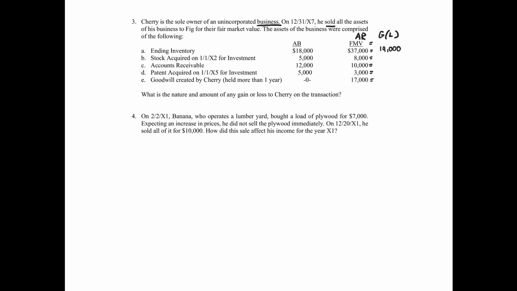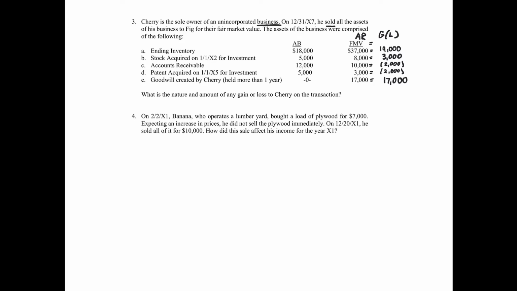Okay. B, stock acquired on 11/X2 for investment. 8,000 amount realized minus 5,000 adjusted basis. We have a $3,000 gain. Okay, C, accounts receivable. We've got $10,000 amount realized minus $12,000 adjusted basis. $2,000 loss. D, patent acquired on 11/X5 for investment. 3,000 amount realized minus 5,000 adjusted basis. Another loss, $2,000. Then finally, in E, goodwill created by Cherry held for more than 1 year. Amount realized $17,000 minus adjusted basis 0. That's a $17,000 gain.